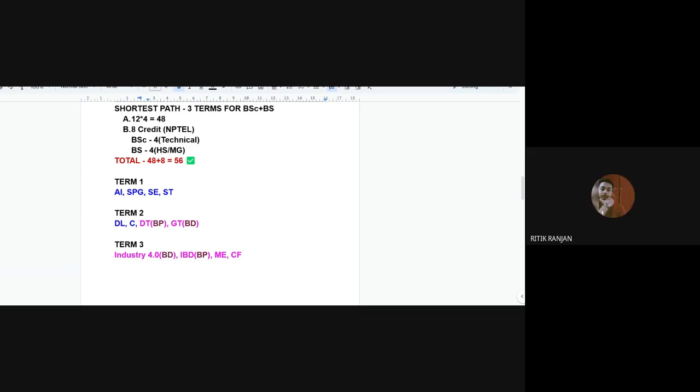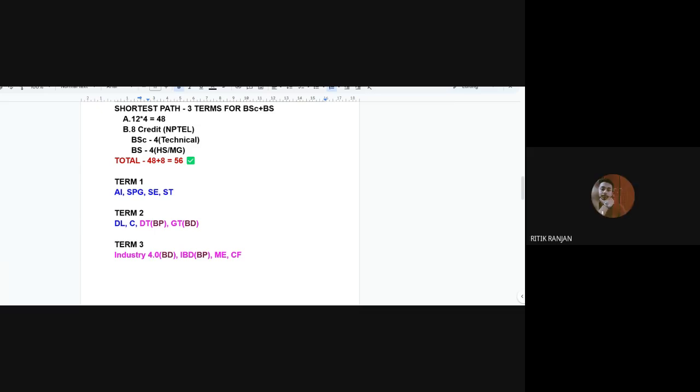It might get counted for the BSc level as of now, but once you complete all the requirements for the BSc level, it will be automatically transferred into the BS level. So no need to worry about all the credits. If you are fulfilling all the requirements for each level, no need to worry. It will get adjusted automatically.